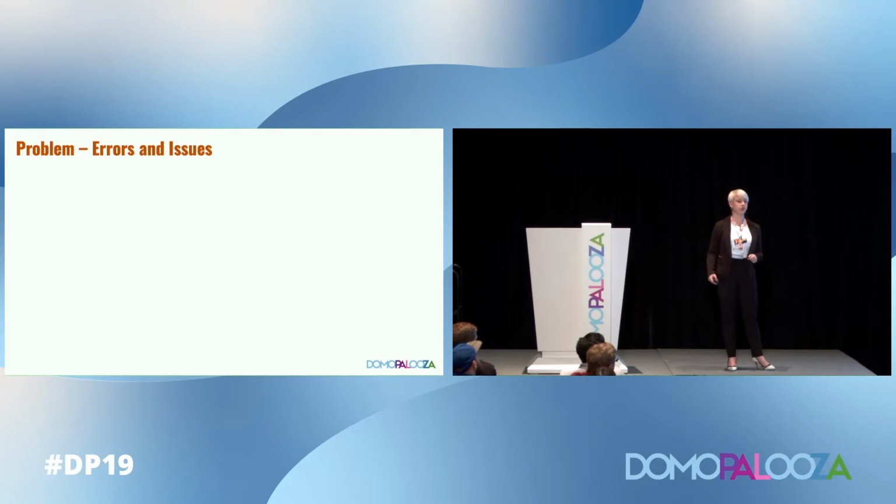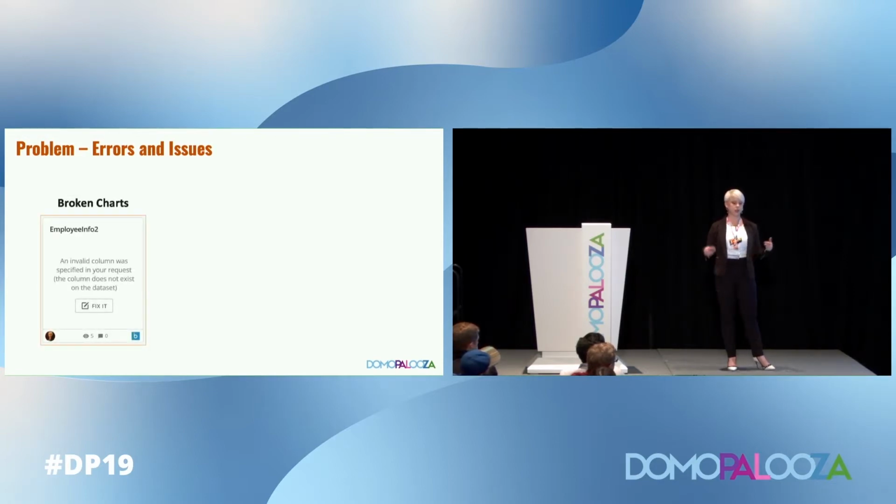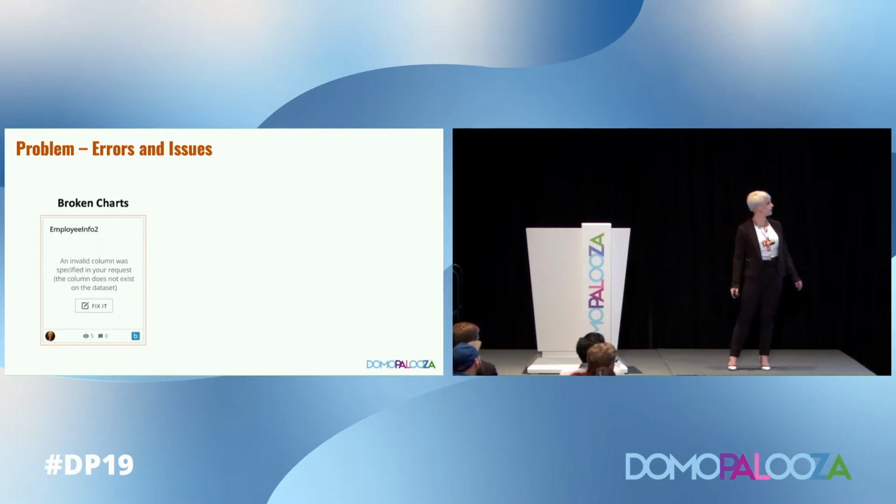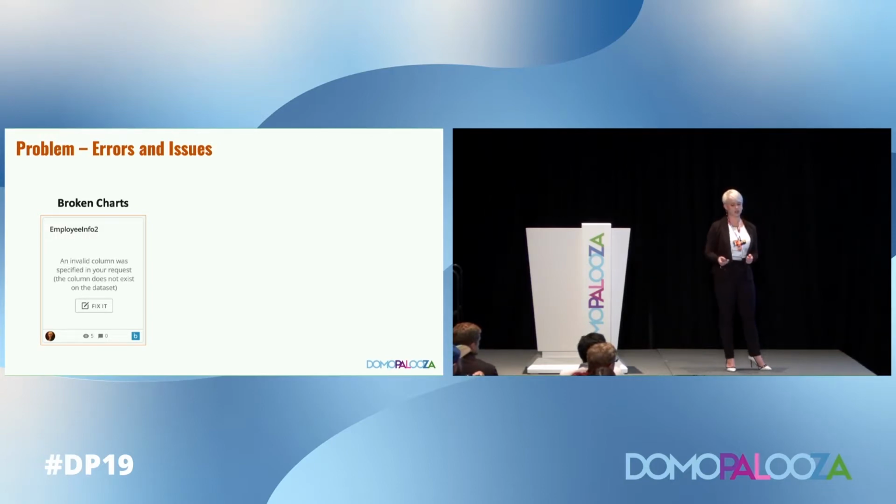So the major problems that you'll see when you shift your cards is mostly going to be broken charts. You'll see errors like this, or you'll see just weird data displaying in your charts. And so this is going to be the most common thing that you'll see, and this is usually due to your columns being differently named or with different formats.